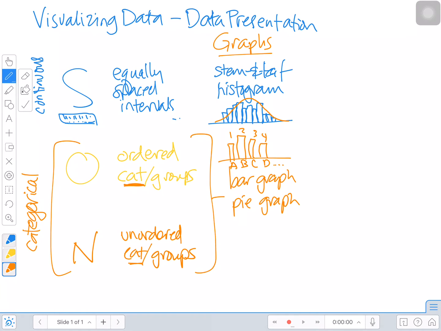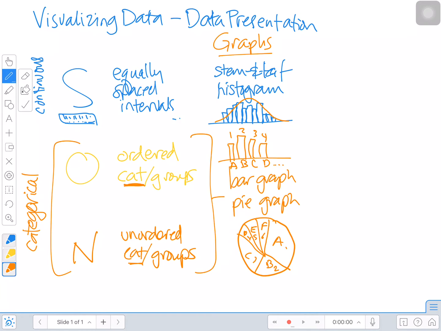Now in a pie graph, we basically start out with a circle, and then the sections of the pie represent how those different categories are distributed. And so we might have category A, B, C, D, E, F, and so on. Or these would represent categories 1, 2, 3, 4, 5, and 6. And a lot of times the question comes up, how would I decide if I'm going to use a bar graph or a pie graph?